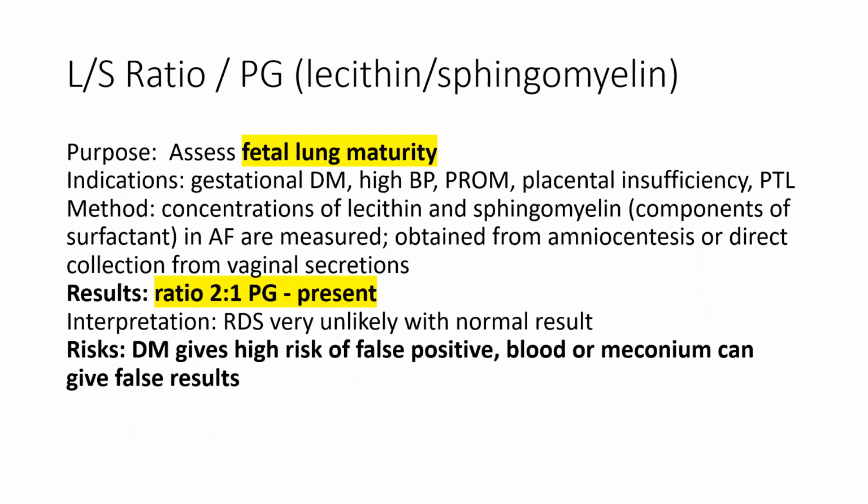When we're talking about the L/S ratio, you won't have to know what those L and S actually mean, but it's about assessing lung maturity. If the ratio is not 2 to 1, we're probably going to give betamethasone, a steroid to help boost that production of surfactant, also called Celestone. So if you see those words there, that's what that would be.